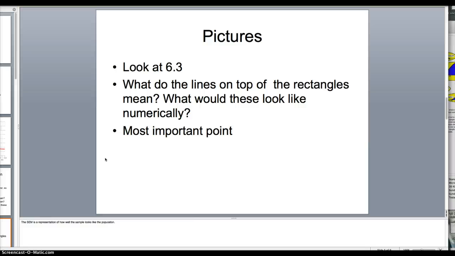The most important point to remember from this is the standard error of the mean is a representation of how well the sample looks like the population. The smaller we can get the sample standard error of the mean, the better off we are.